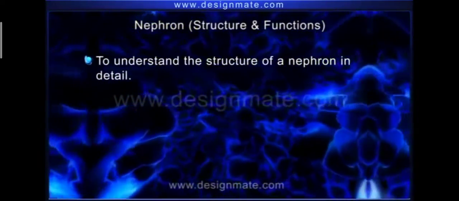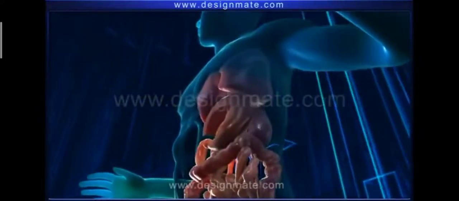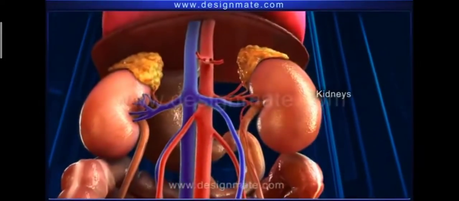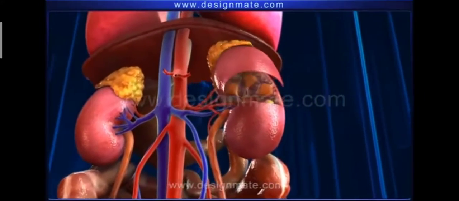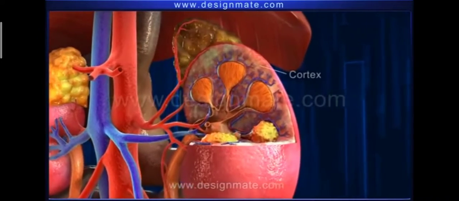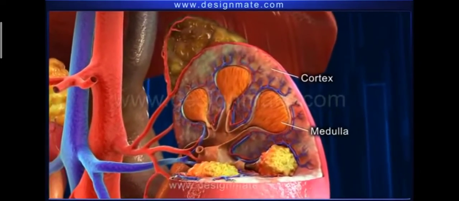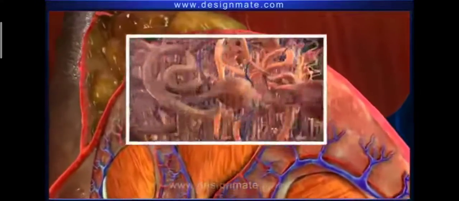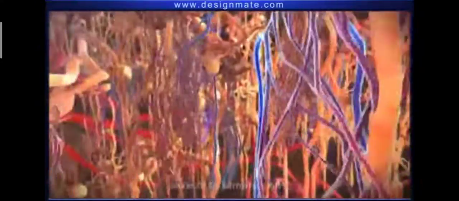To understand the structure of a nephron in detail: the excretory system in human beings consists of a pair of kidneys. A magnified view of the longitudinal section of kidney shows two prominent regions, a cortex and a medulla. As we zoom into the cortex region, it shows the presence of numerous nephrons.